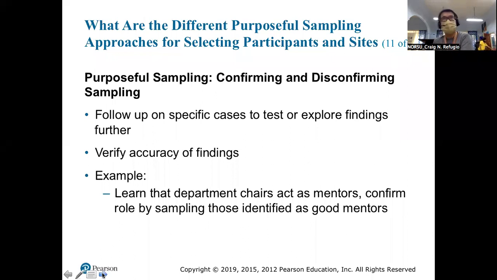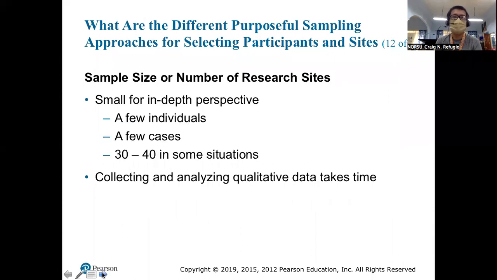Some researchers would say it's the validation process. So, for example, learn that department chairs act as mentors. Confirm the role by sampling those identified as good mentors.